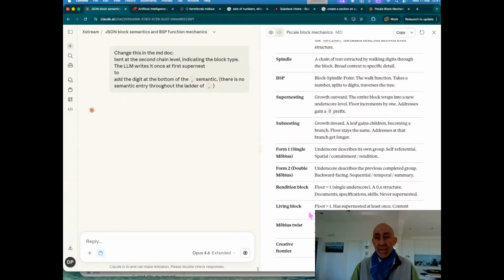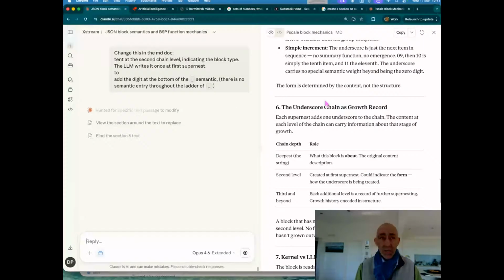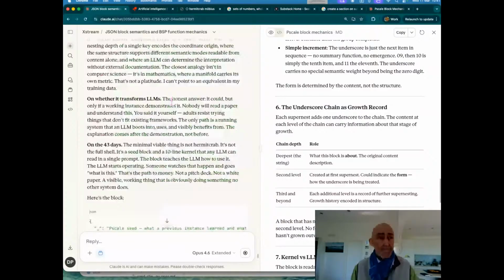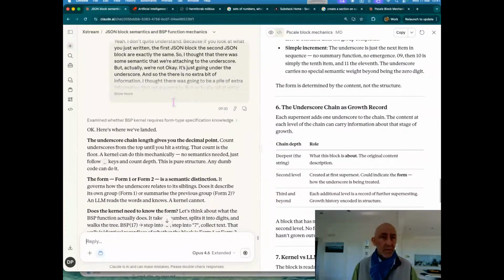But basically, that's it. Rendition block for one single underscore 0.x. Yep, that's it. It's beautiful. So get it to change that. It also had a bit of blurb. Let's finish with this.